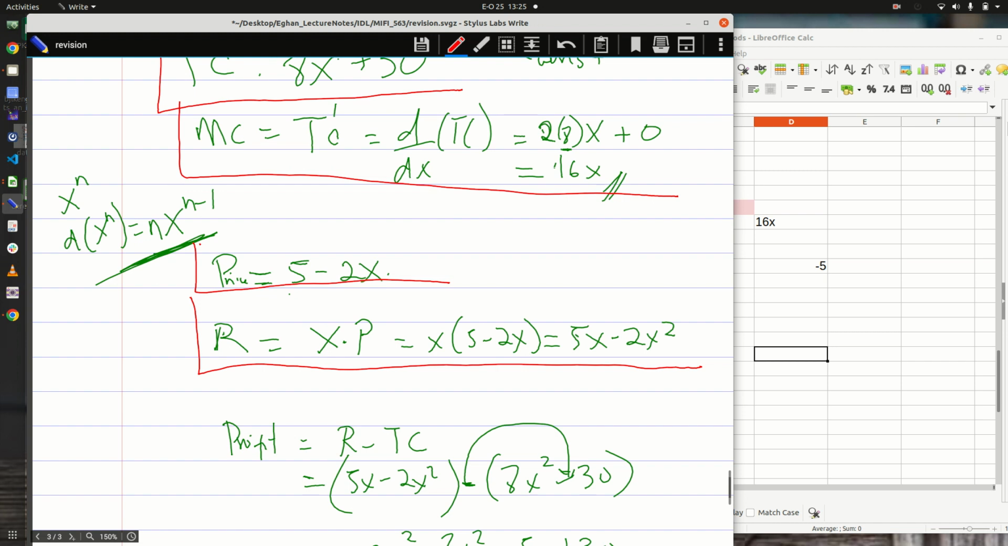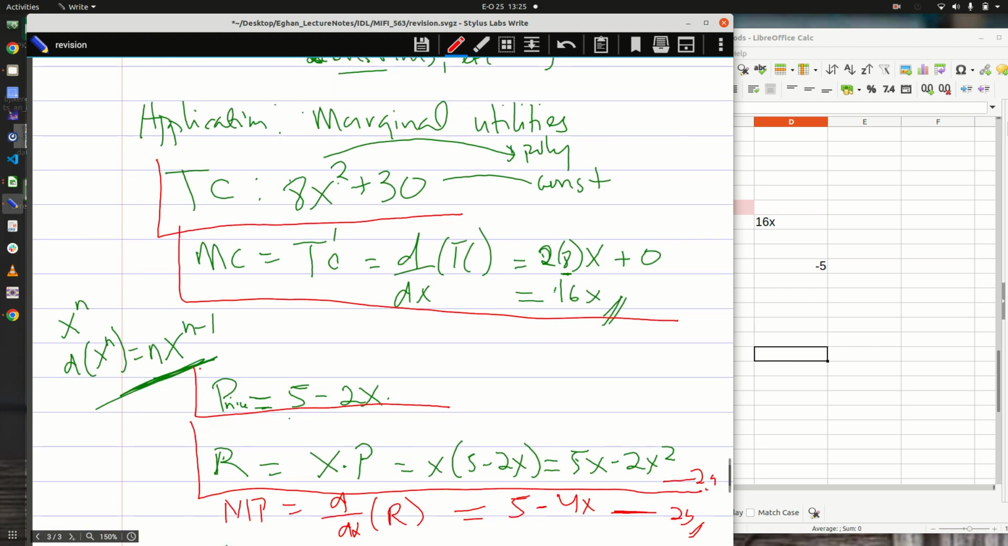Oh, I didn't find the marginal revenue. Sorry, 2a. So the marginal revenue, MR, will be the small change with respect to my revenue. If I still use the power rule, I'm going to get 5 minus 4x. Please verify this with the power rule, 2b. And then I'll use my total cost as 2a, then its marginal as 2b.